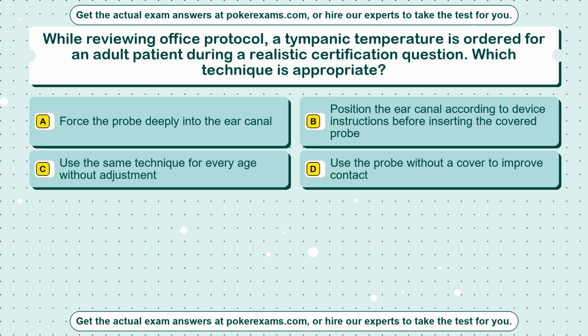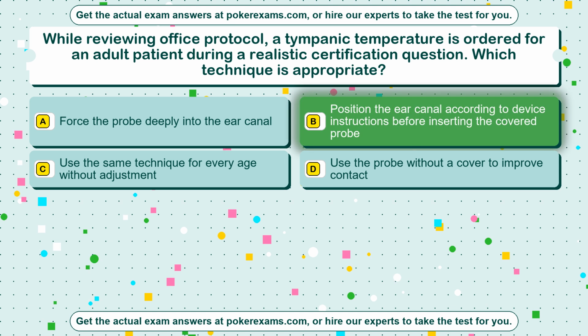Question 8. While reviewing office protocol, a tympanic temperature is ordered for an adult patient during a realistic certification question. Which technique is appropriate? Option A. Force the probe deeply into the ear canal. Option B. Position the ear canal according to device instructions before inserting the covered probe. Option C. Use the same technique for every age without adjustment. Option D. Use the probe without a cover to improve contact. The correct answer is option B.